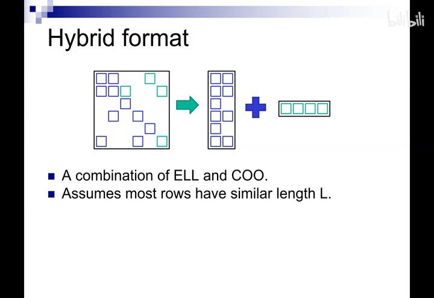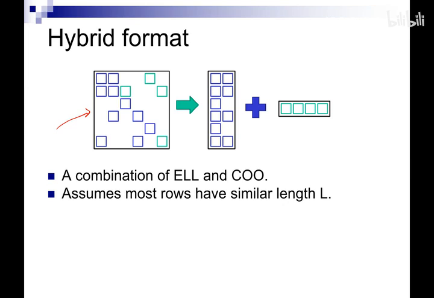ELL requires that all of the rows have about the same number of elements, and that's fine for our case because we're just going to take L elements from each row and put them into the ELL format. However, that's not going to cover some elements. For example, in this matrix, if you take two elements per row and put them into the ELL format, that's going to leave these green elements that you haven't covered yet.